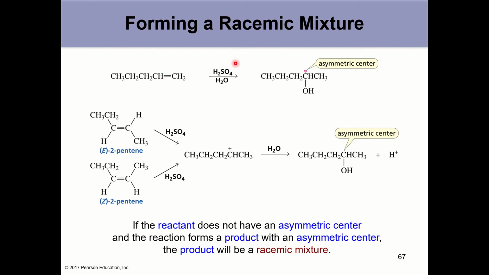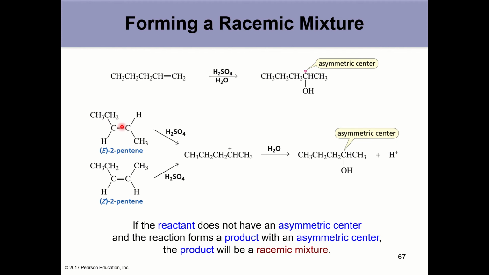1-pentene reacting under acid catalyzed hydration conditions puts an OH at the more substituted carbon. When we put an OH at the more substituted carbon, we end up with propyl, methyl, hydroxyl, and hydrogen. That's 4 different things. That is an asymmetric center. So this acid catalyzed hydration of 1-pentene produces a racemic mixture.